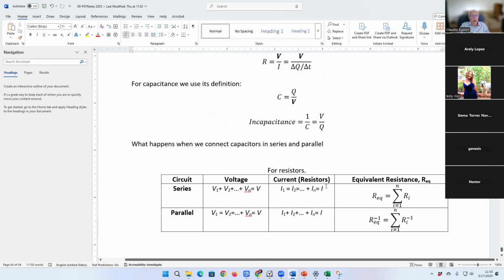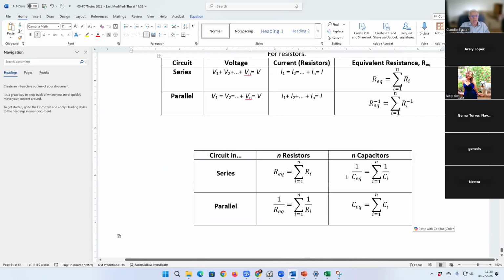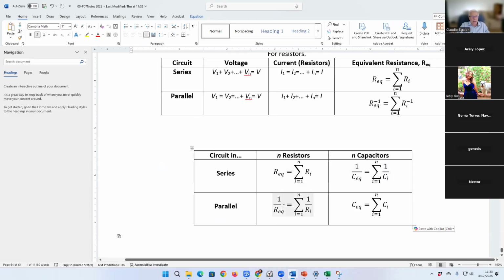Now, because we have this relation here, because the capacitance is inversely proportional to V and the resistance is directly proportional to V, what's going to happen to the equivalent capacitance? The equivalent capacitance is going to invert, okay? See that? For capacitors in series, the equation for the equivalent capacitance is going to be similar to the equation for the equivalent resistance, just because of that proportionality that was inverted.